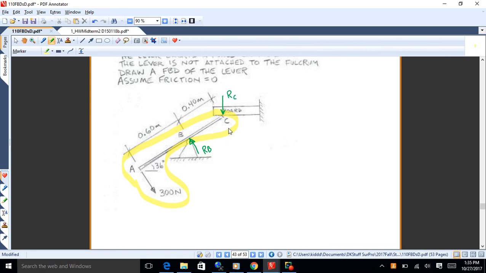So the deal on this is those are smooth surfaces. The friction is 0. So the forces are normal, or perpendicular, whatever you want to call it, to the flat surface.